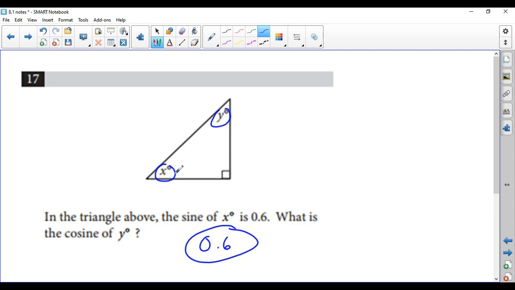You could also set up this problem by saying sine is 0.6, that's 6/10, and then you could find the cosine of y by doing adjacent over hypotenuse and again get the 0.6. But if you know the cofunction rule, there's no work required.